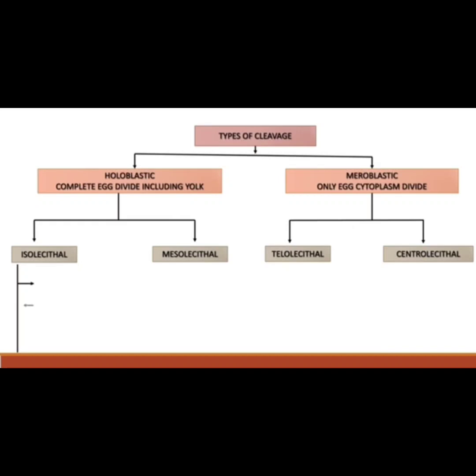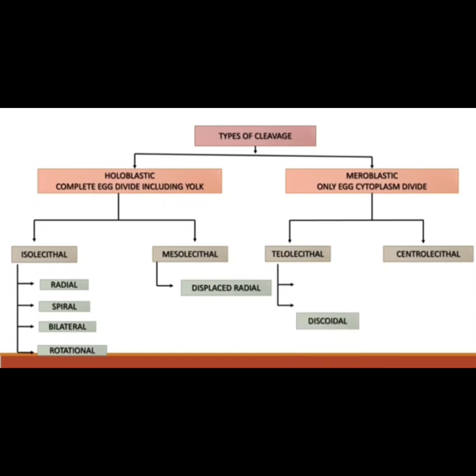In isolecithal egg, four kinds of cleavage are observed: radial, spiral, bilateral, and rotational cleavage. In mesolecithal egg, displaced radial cleavage is observed. In telolecithal egg, two kinds of cleavage are observed, discoidal and bilateral. In centrolecithal egg, superficial cleavage is observed.